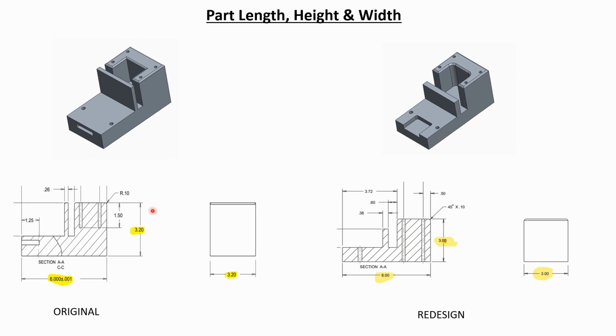Part length, height, and width. The overall length of the original design is plus or minus 1/1000. It doesn't necessarily need to be this tight unless this length has other functions, for example, if it fits into a tight spot inside a tray or something. But still, this plus or minus 1/1000 is way too tight. So the takeaway here is that tight tolerances do not necessarily equate to a better part.